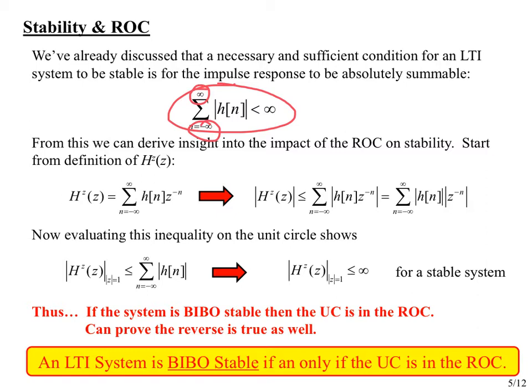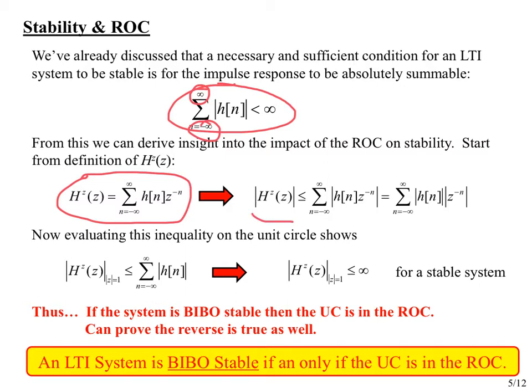And so we can start with this specification, and gain some insight into what this says about characteristics of the region of convergence relative to stability. So we start with our definition of the transfer function. So that's just the z transform of h of n. And now, we're interested in looking at where the magnitude of H of z is bounded. So we're working to try to bound that because that connects to the region of convergence.